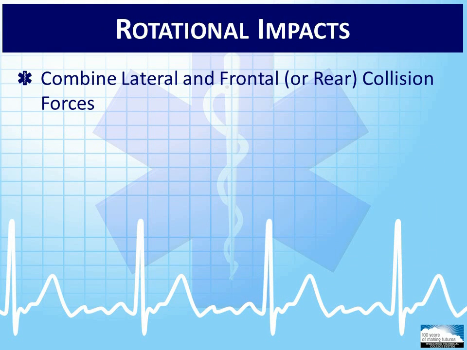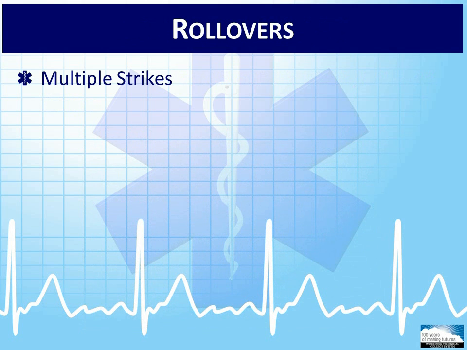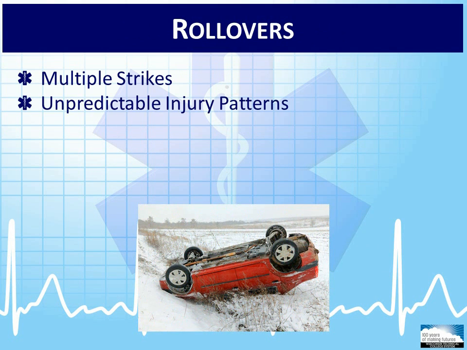Rotational impacts combine both lateral and frontal or rear collision forces, which can produce a combination of injuries associated with each. These types of impacts occur when vehicles collide at an angle or when a side impact occurs toward the front or rear of the receiving vehicle, resulting in a horizontal axis rotation of the vehicle. Due to the multiple strikes involved with this mechanism, injuries from rollover accidents are unpredictable and have the greatest potential to cause lethal trauma to all passengers inside the vehicle.